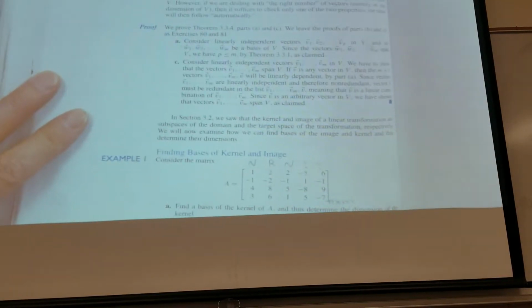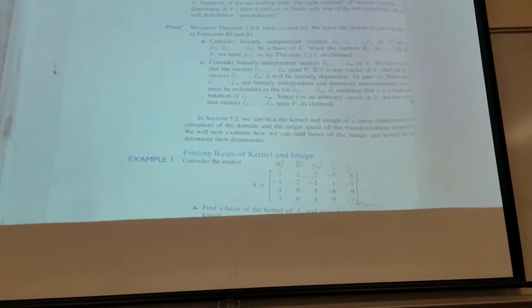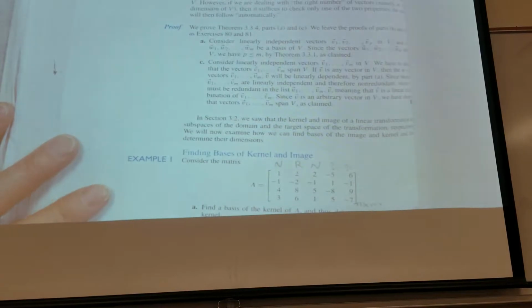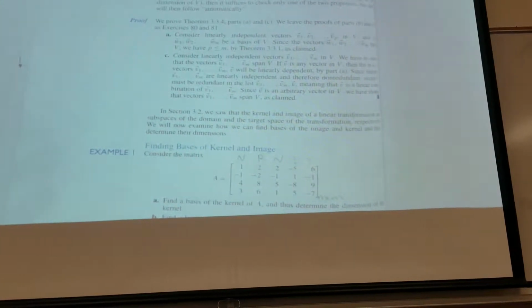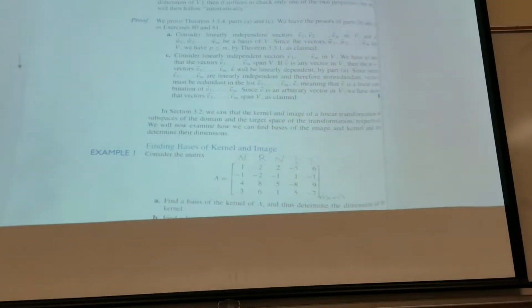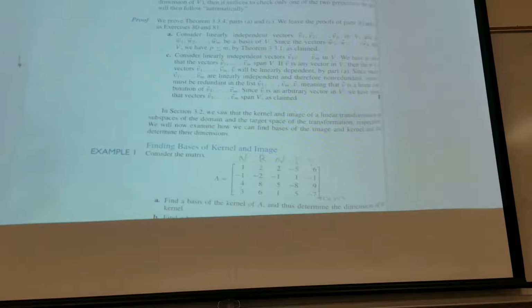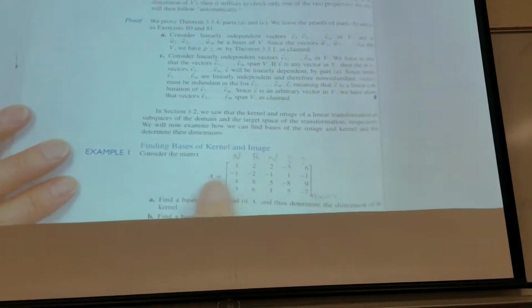So let's look at some examples. We have several examples. So example 1. In all these examples, the first goal is to find bases for the two subspaces we introduced earlier, the kernel and the image of a matrix or transformation. Suppose we have this matrix A.